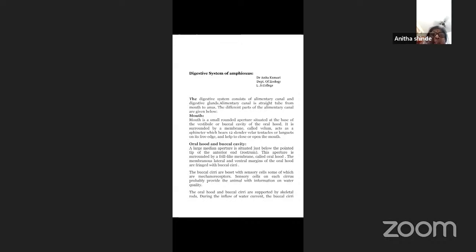What is the first part of the alimentary canal? It is the mouth, a small rounded structure present at the base of the vestibule or the buccal cavity of the oral hood. It is surrounded by a membrane called velum. This velum acts as a sphincter, and it bears 12 slender velar tentacles. These tentacles are also called languettes on its free edge, and they help to close or open the mouth.